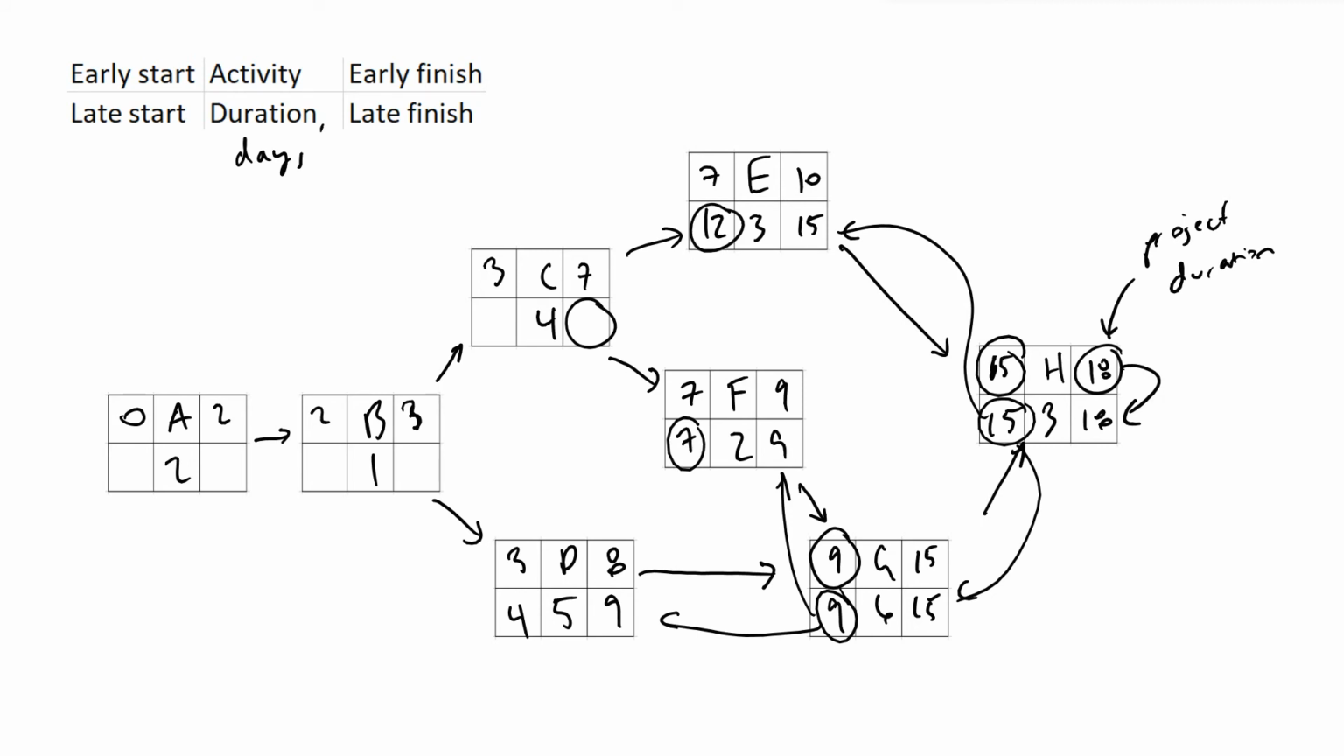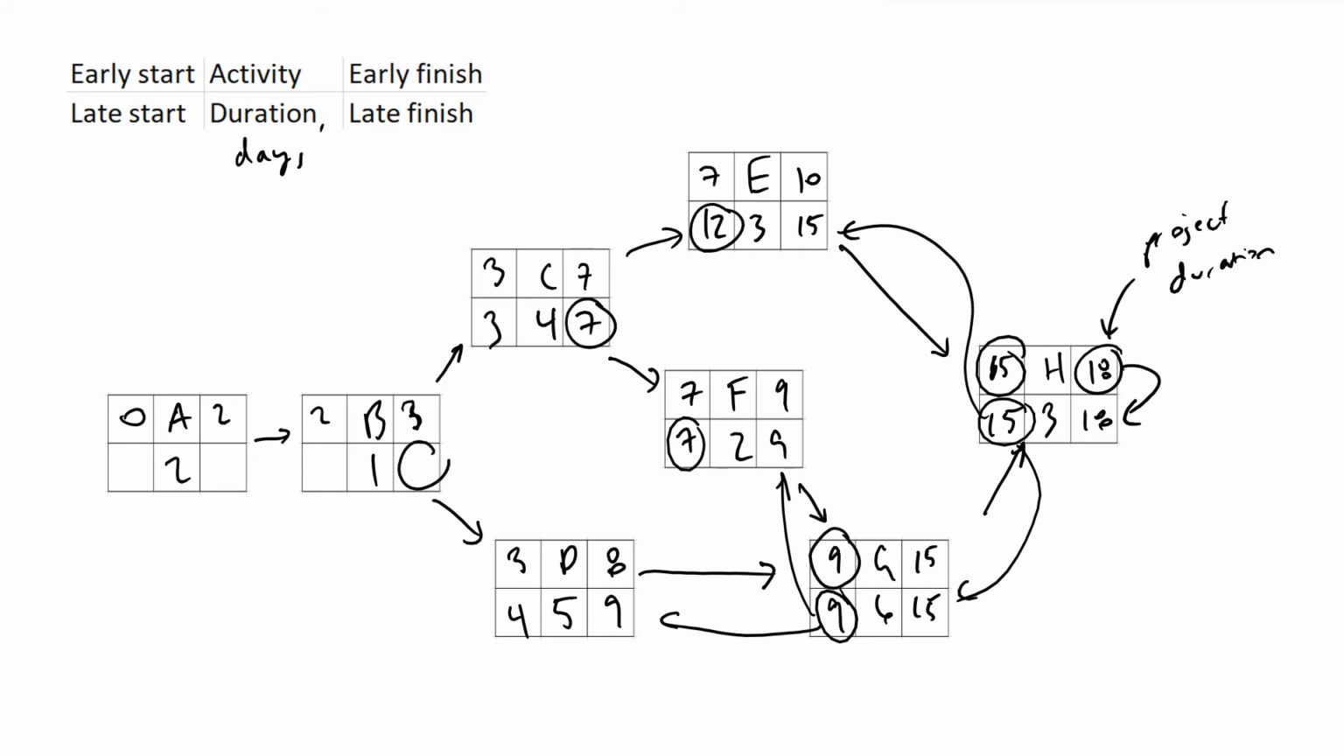And so for 7 and 12, we're going to do the opposite from what we did in our forward pass. We're going to now pick the smaller of these two numbers. And now, because we know that activity C finished in the late scenario on day 7 and lasted for 4 days, that means its late start date must have been day 3.